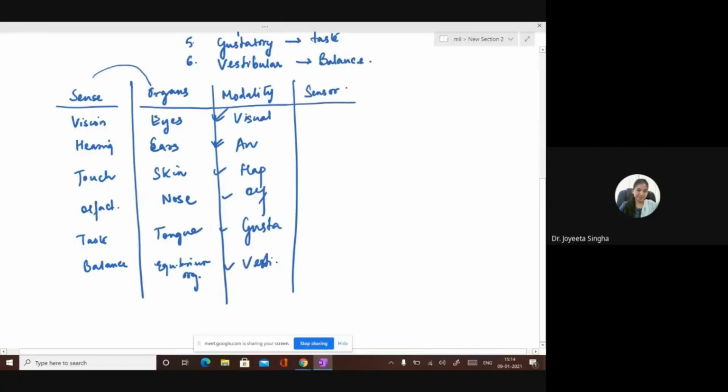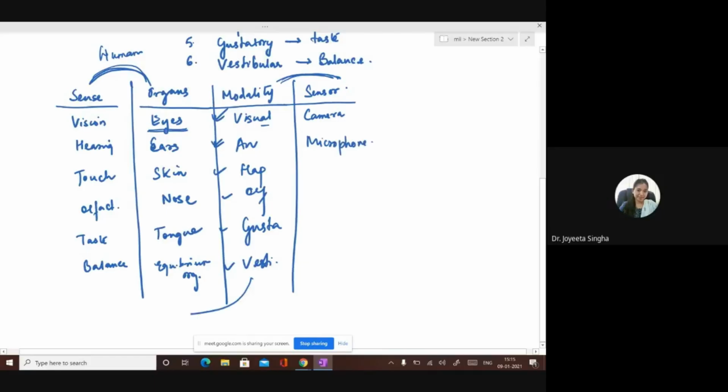This is in terms of human perception, and this is in terms of how you define modality when you want to define a system. For visual, for example, what is the sensor that is being used? That is your camera. In humans we use the eyes for vision, whereas when you define it in terms of a system, the sensor will be a camera, or anything which provides you the visual perception. Auditory is, for example, a microphone.